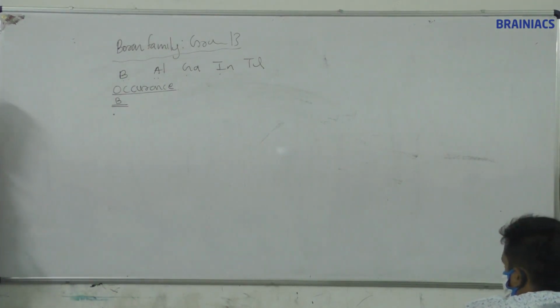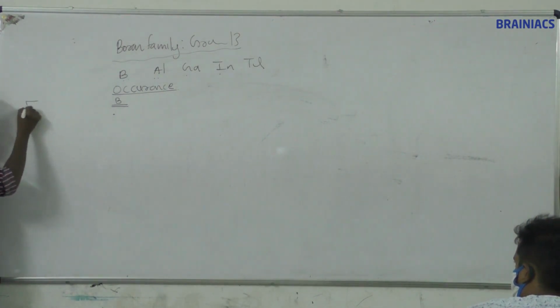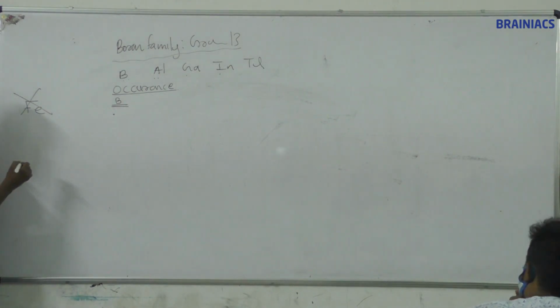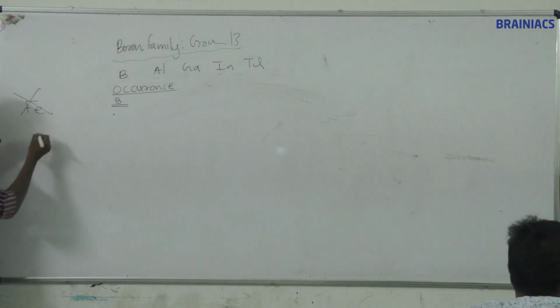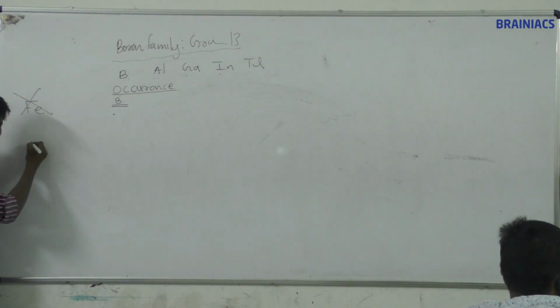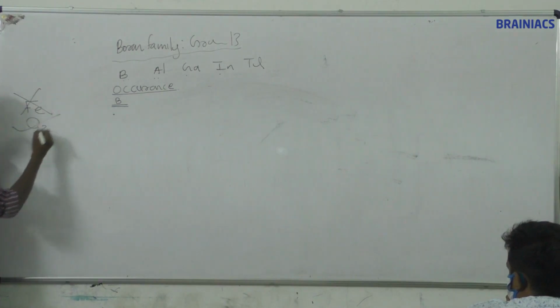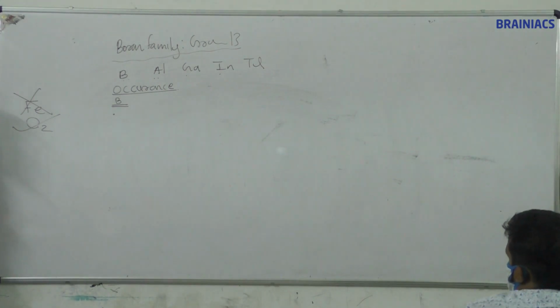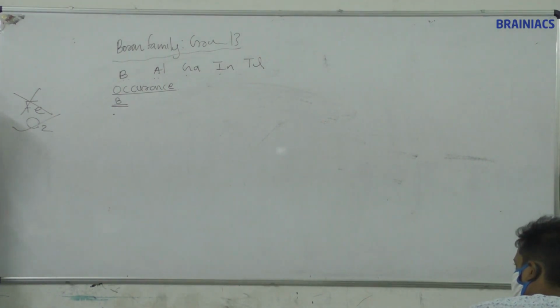What is the first most abundant element in earth crust? Oxygen. The first most abundant element in earth crust is oxygen, because most of the metals exist as their oxides; aluminium, lead all exist as their corresponding oxides.